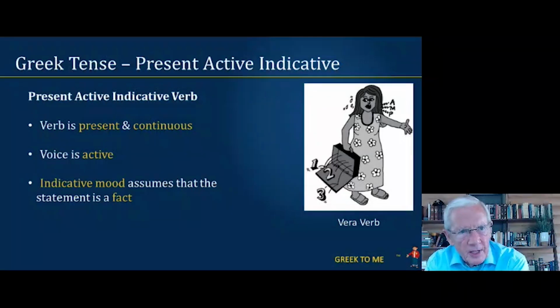Now, with the present tense, present, active, indicative, the verb is present and it's also continuous action. Now, this can refer to momentary or simple or progressive, like I run or I am running. The first is the simple and the second is progressive. Now, the voice is active. I am running. An indicative mood means that the statement is a statement of fact. That is the indicative. And we're going to be dealing with the indicative from chapter 1 all the way through chapter 10.